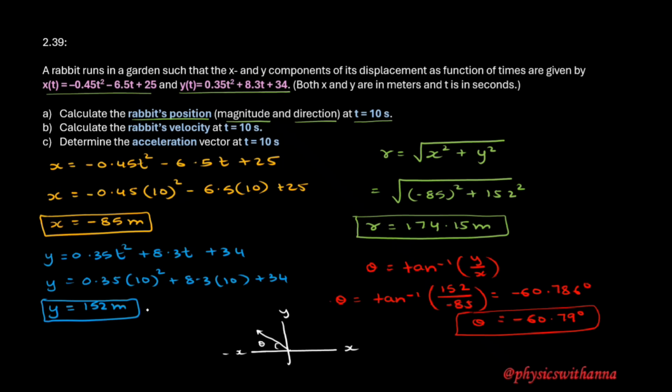So if I were to state the direction, we know positive y is north and negative x is west. So we can say that the position vector is making an angle theta of 60.79 degrees north of west, because here the angle theta begins from west going towards north. So we can give the direction of this position vector as 60.79 degrees north of west.